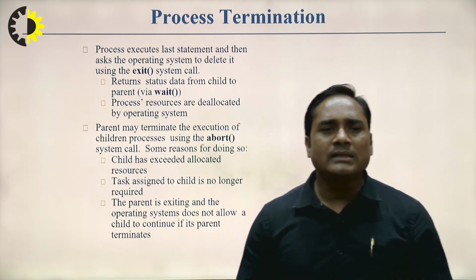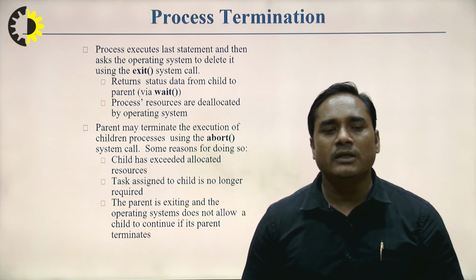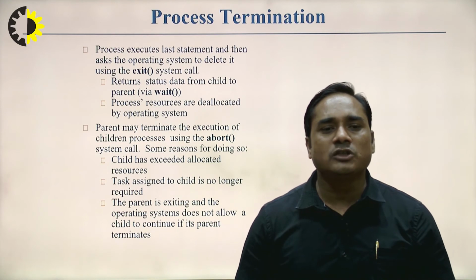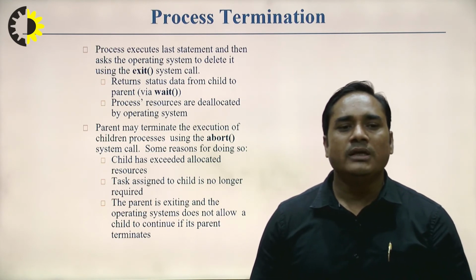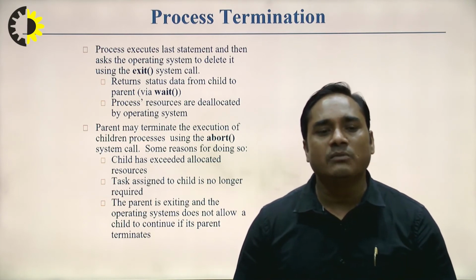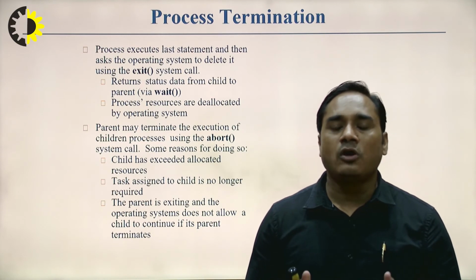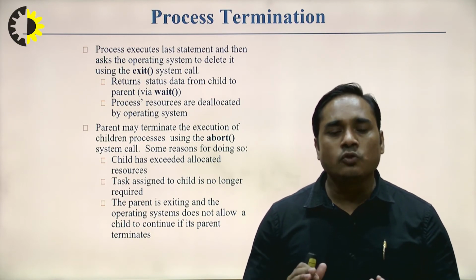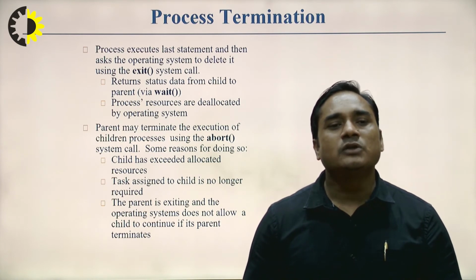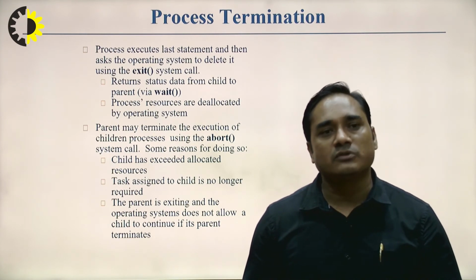The child has exceeded its allocated resources, or the task assigned to the child is no longer required. The parent is exiting, and the operating system does not allow a child to continue if its parent has terminated. So if the parent has terminated, the child will not get the permission to execute its program or process, because the root node of that particular system, or you can say the parent, has terminated. So the child will not access the data or information and it will not execute programs.